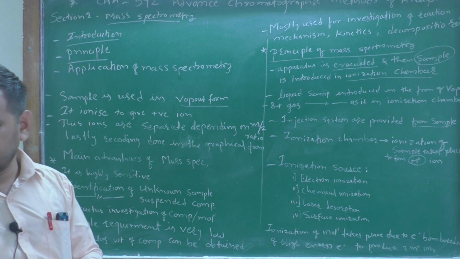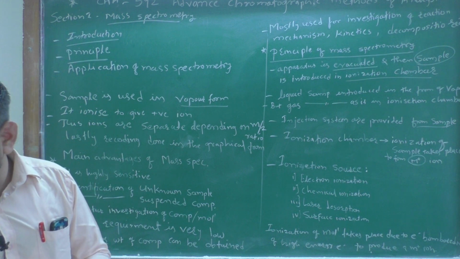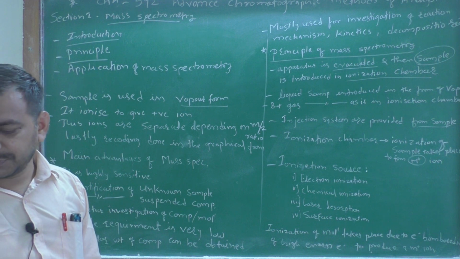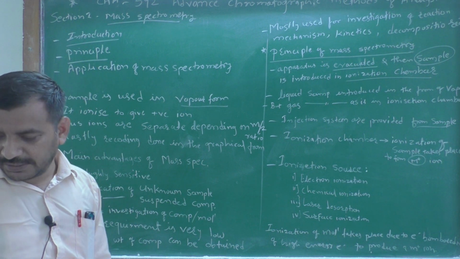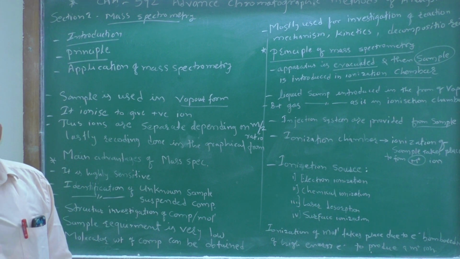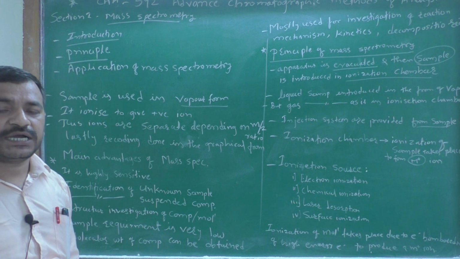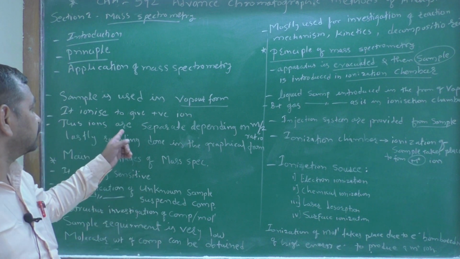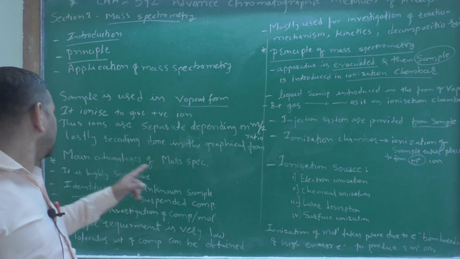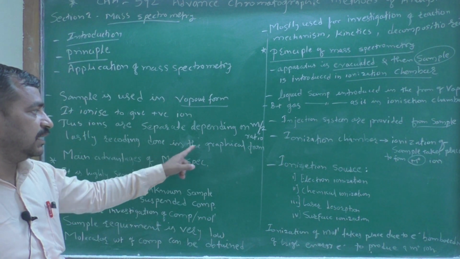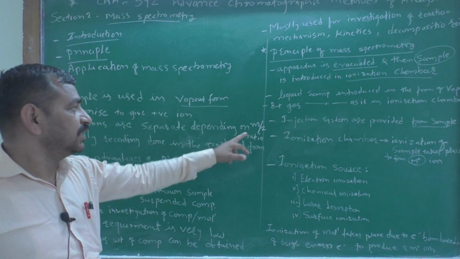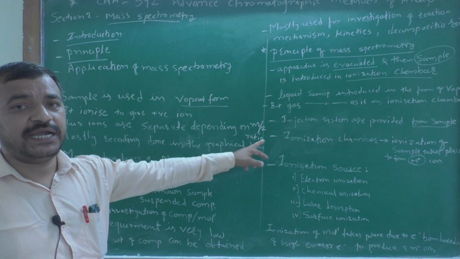These ions are separated depending on the mass to charge ratio and then finally detected. Lastly, recording is done in graphical form, as a spectrum using mass to charge ratio and intensity.